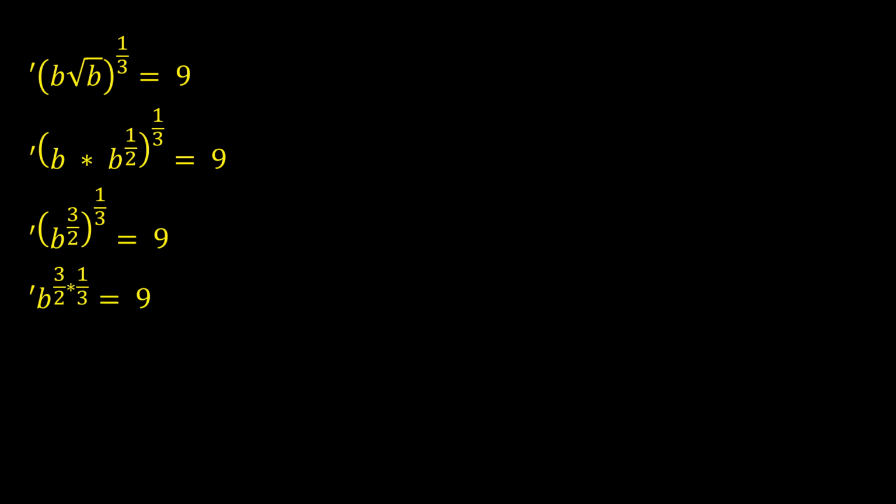Now multiply the exponents. 3/2 times 1/3. This simplifies to b to the power of 1/2 equals 9. To isolate b, square both sides of the equation. This gives us b equals 81.